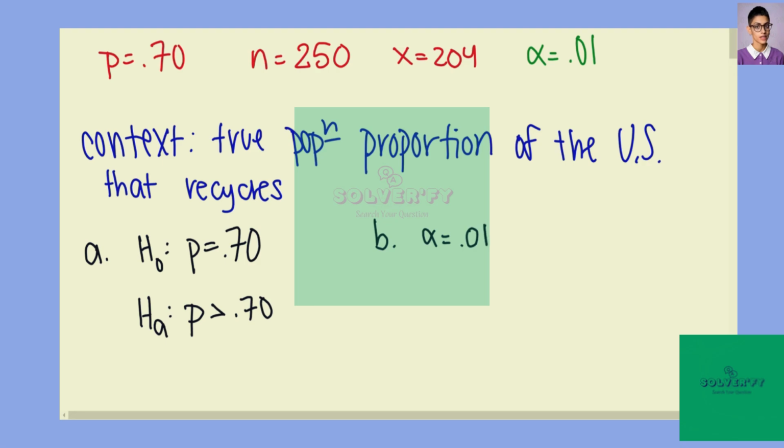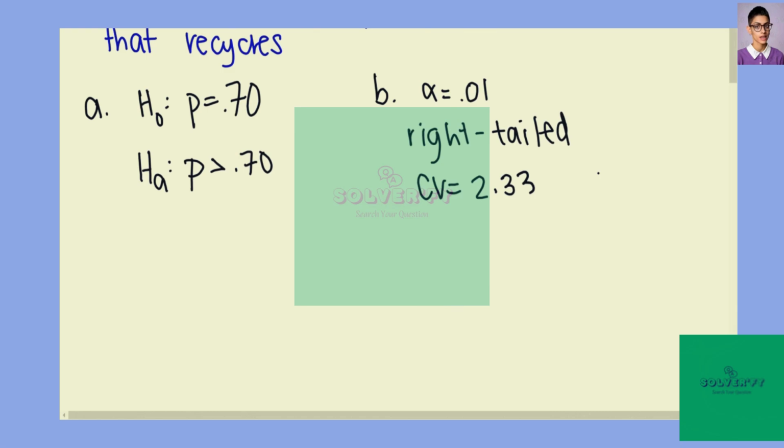We have an alpha level of 0.01, and since we're looking at greater than, this is a right-tailed test. So we have a critical value of 2.33. That is positive. So now we need to find our test values.